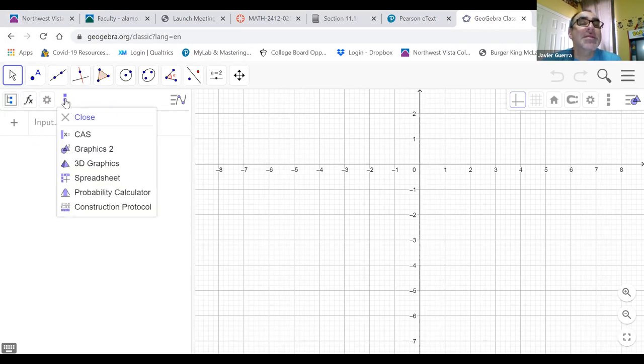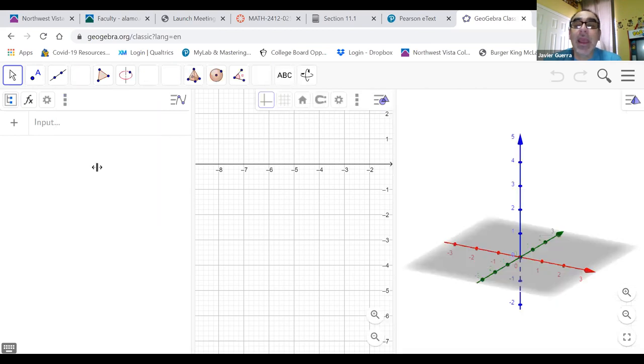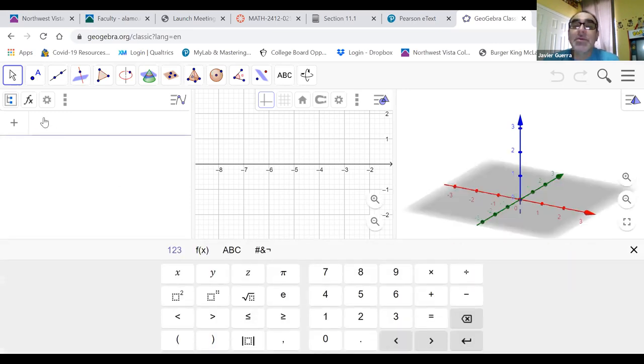There it is. Okay, you see these three little dots right here? You can do 3D graphics. So I'm going to click on it, and your grid becomes a three-dimensional plane. Because it's three-dimensional, your green is the Y, the red is the X, and the blue is the Z. So there's your three-dimensional plane. One-dimensional is X, two-dimensional is X and Y, and three-dimensional is X, Y, and Z.